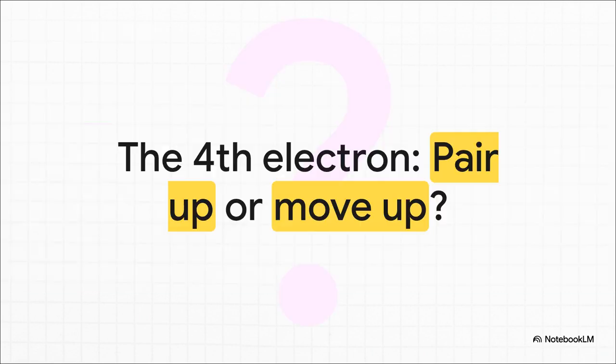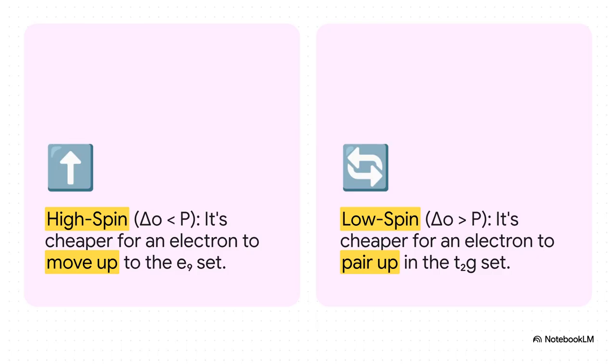Simple enough, right? But now we hit a dilemma. What about that 4th electron? It's standing at a crossroads and has a huge decision to make. Does it pay an energy penalty to squeeze into one of those already occupied low-energy t2g orbitals? Or does it pay a different energy penalty to make the big jump up to one of those empty but much higher energy eg orbitals? And really, it all boils down to simple economics for that electron. It's a cost-benefit analysis. If that energy gap, that delta O, is pretty small, which happens with what we call a weak field ligand, then it's actually cheaper for the electron to just make the jump.